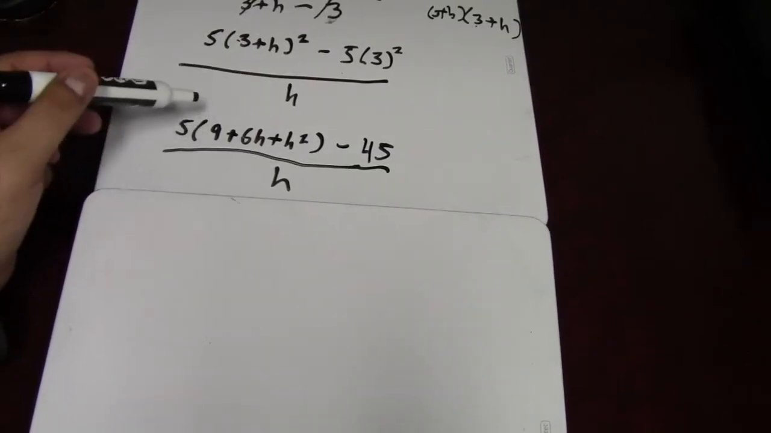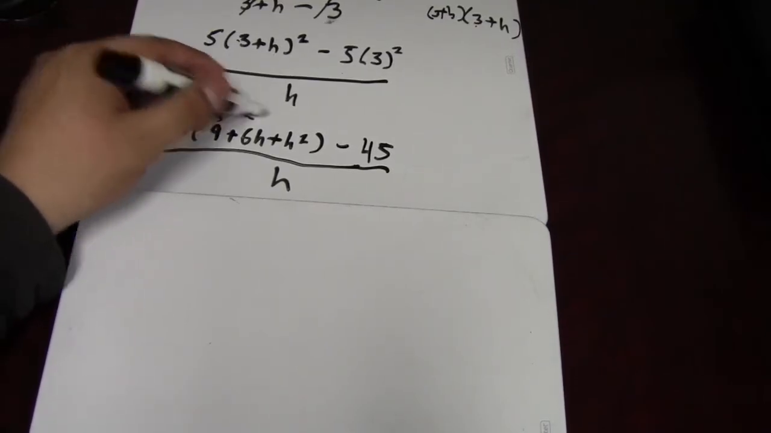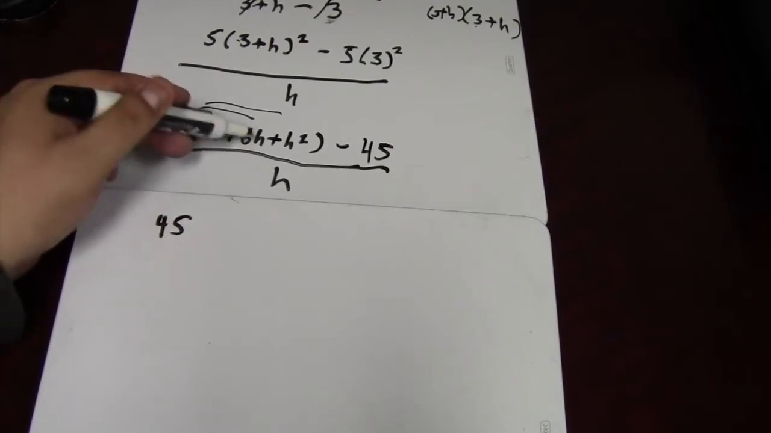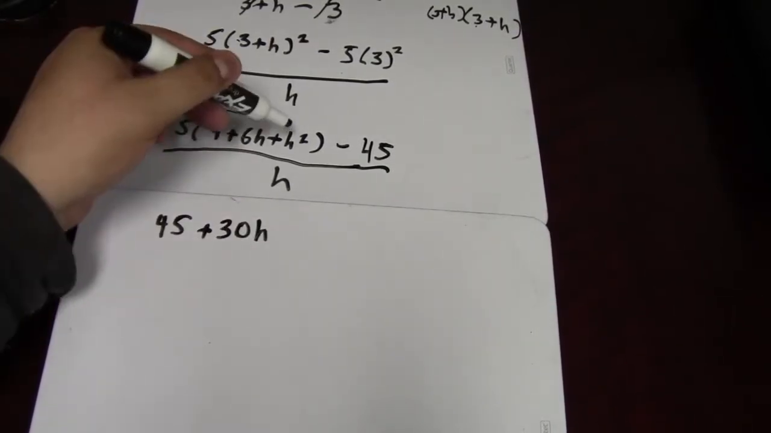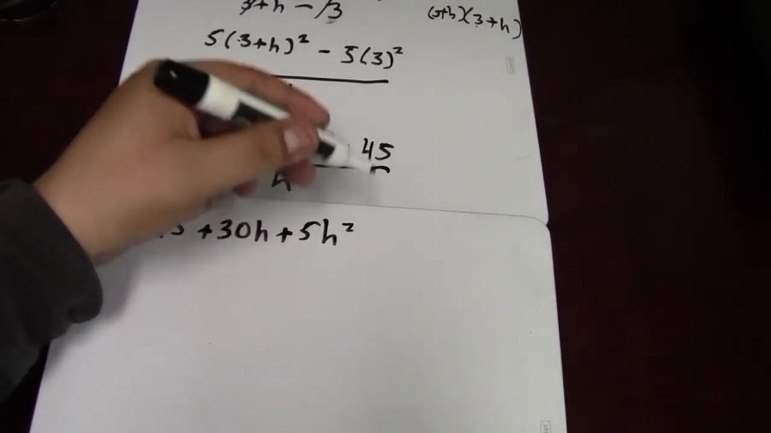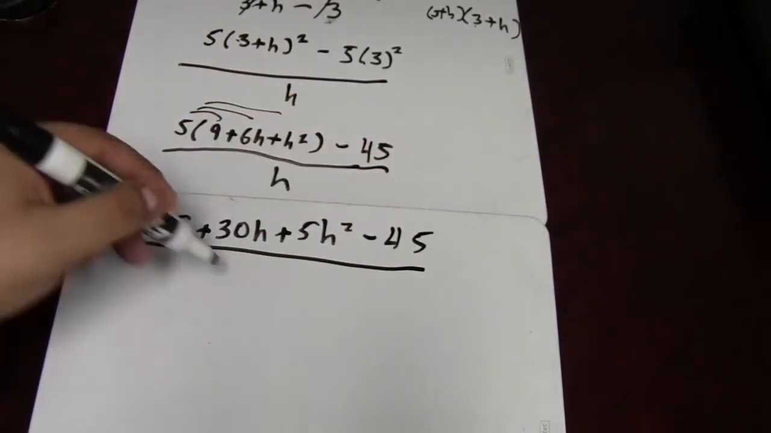So if I multiply this part out, distributing this, I'm going to get 45. And then here I'm going to get plus 30h. And then here I'm going to get plus 5h squared. And that's still minus 45 divided by h. All right?